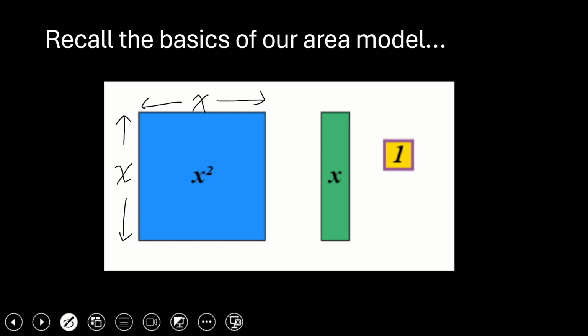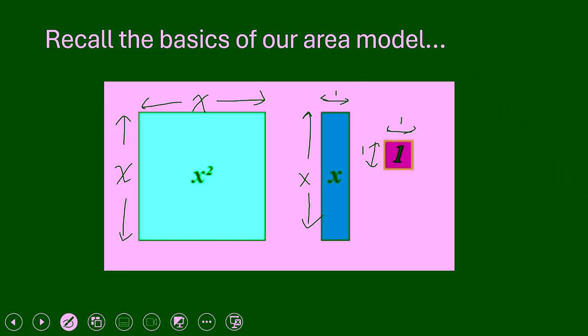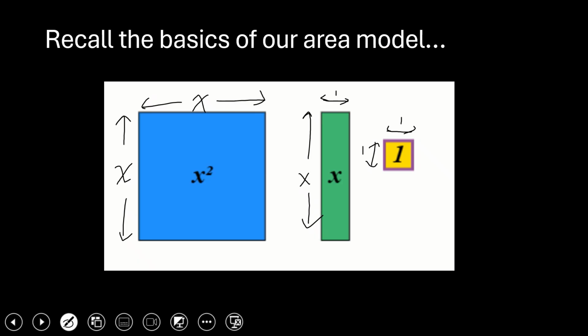And we want to remember that because, again, we're working with area. With the green rectangles, we have the height is x, but the width is just a 1. And then with the yellow tiles, they are 1 by 1. And of course, if you multiply the dimensions together, you get the area. And that is the geometrical undergirding of what the model does.